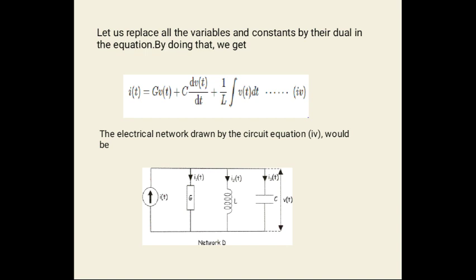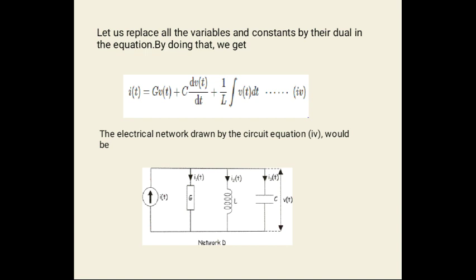Let's replace all the variables and constants by their dual in the equation. By doing that, we get IT is equal to G Vt plus C dVt upon dt plus 1 upon L integration of Vt dt. Equation number 4.